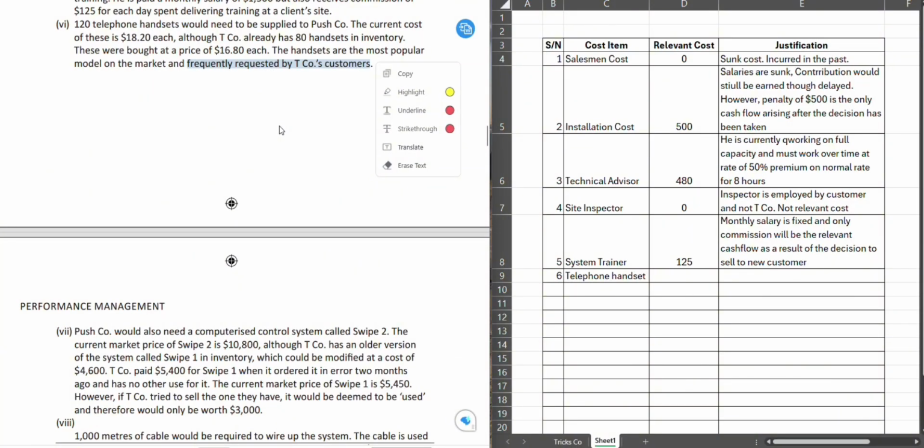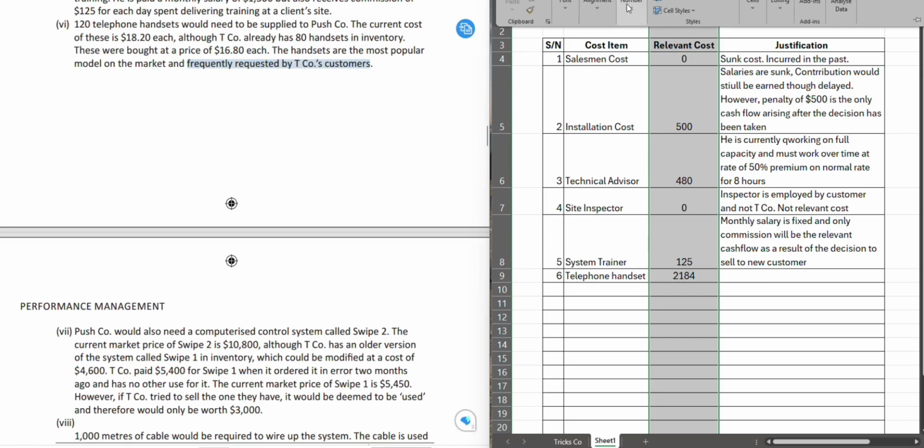But if we don't need them, it's a different ballgame. Remember, it will have been 0. But if we need them and we cannot replace them again, then that means opportunity cost will come into play. But this one, we have them, but we need them. In that case, we need to replace all of them. So replacement cost is the same thing as your market cost, which is 120 pieces that we need multiplied by 18.2. And that will give us 2,184. We're making good progress, almost done.